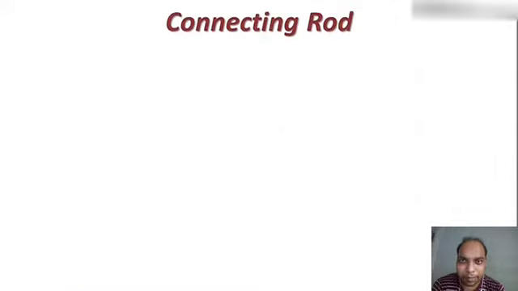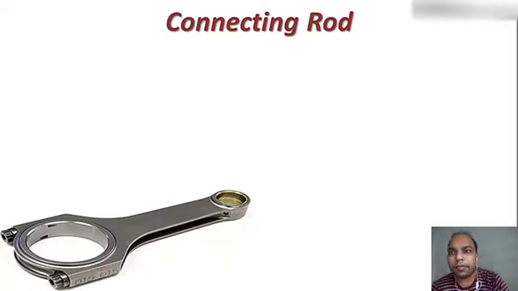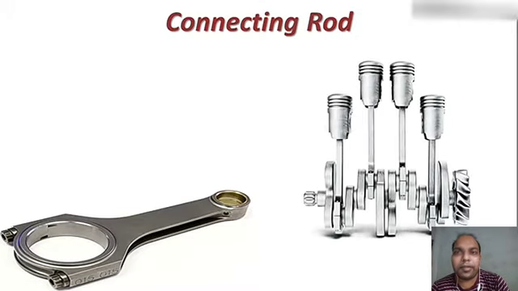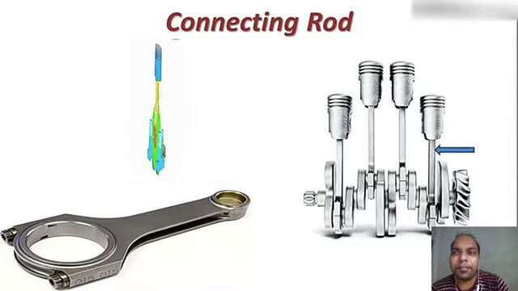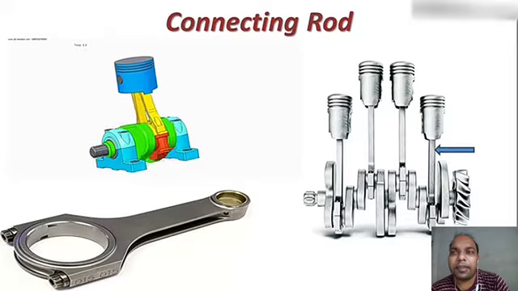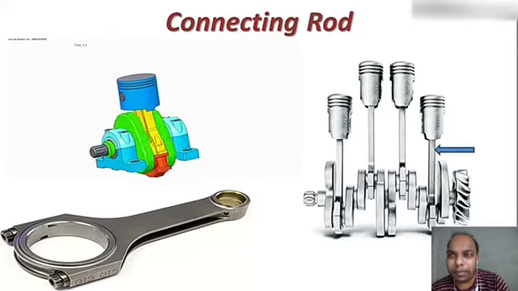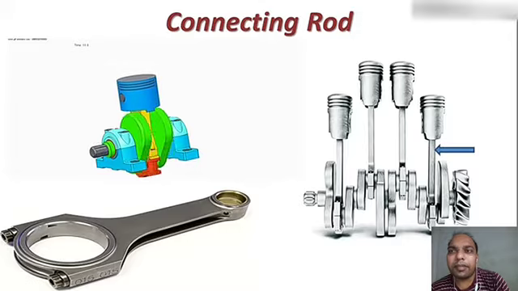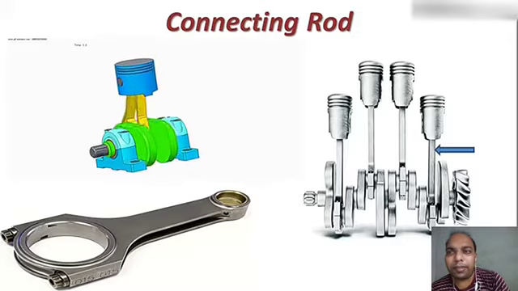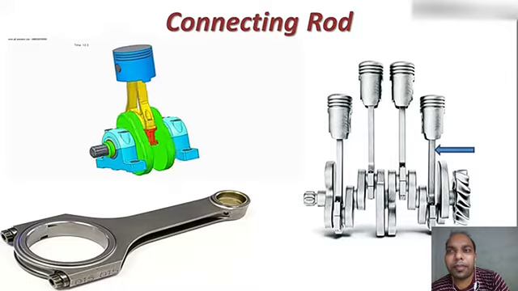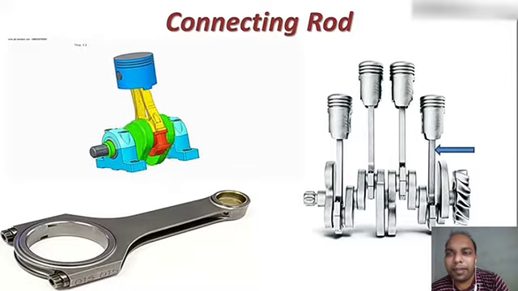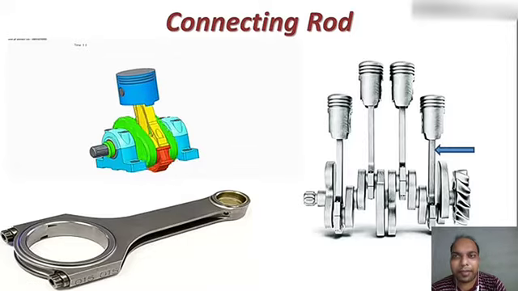Connecting rod, the next part. It is the most important part of this system. Connecting rod is connected with piston, and now you can see the assembly. First is the piston. You can see piston, connecting rod, then crankshaft. Therefore crank motion or piston motion is given to the crankshaft with the help of this connecting rod. You can see the shape. They are generally forged, manufactured using forging.